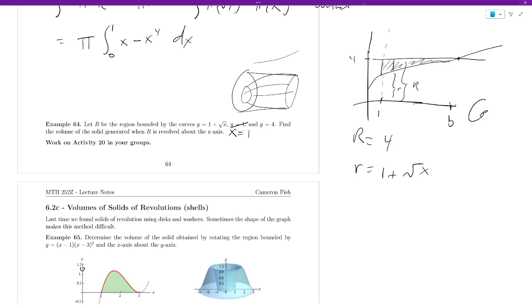Cool. So now we just have to integrate pi times the big radius squared, so that's 4 squared, minus the small radius squared. That's that. And we have to integrate from 1 up to whatever b is. Cool. We can solve for that. We just have to set the two equations equal to each other. Right, 4 equals 1 plus root x. So 3 equals root x. So x has to be 9. So b turns out to be 9. So we'll integrate from 1 to 9 this thing. And again, that's an integral that you can do.